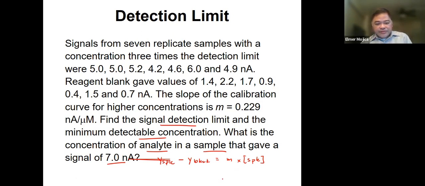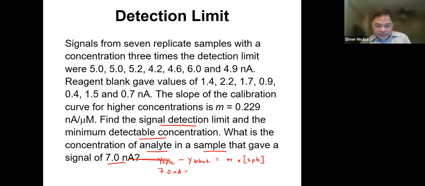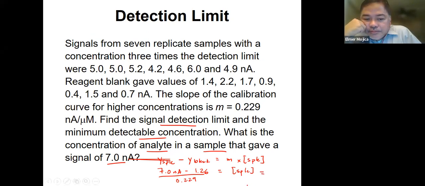Okay? So, yung signal na meron tayo is 7.0 nanoampere. Ano yung blank? The blank is the average blank that we have, which is 1.26. What are we looking for? We're looking for the concentration of the sample. So that means we can divide by 0.229 here because of the slope M. So whatever the answer there, that's the concentration of the analyte that gives 7 nanoampere.